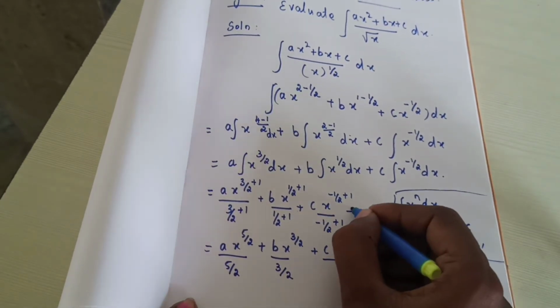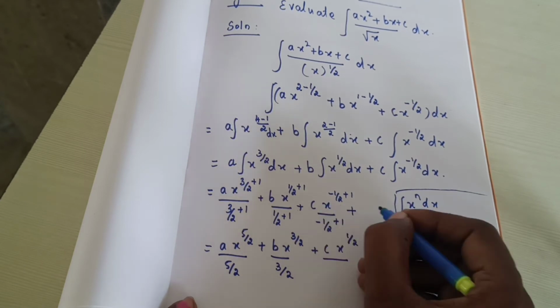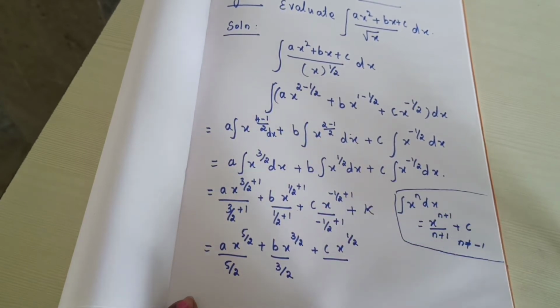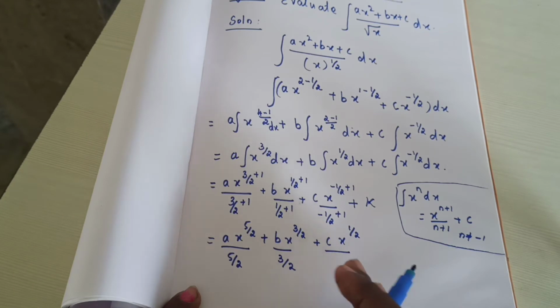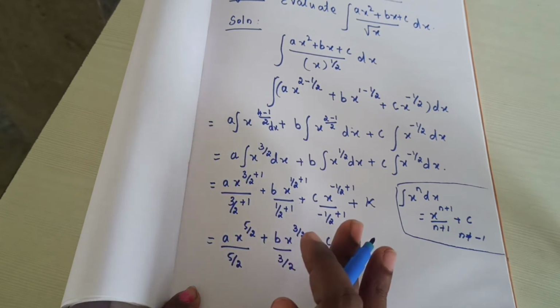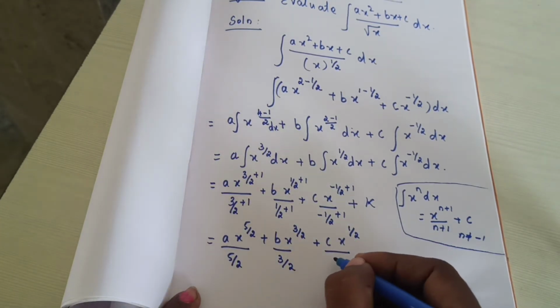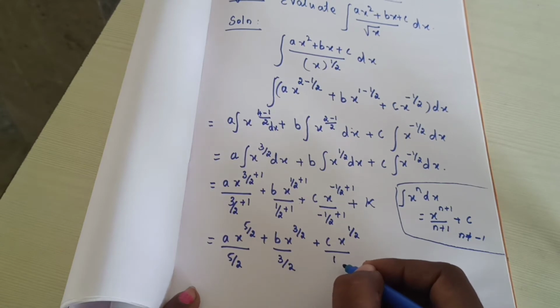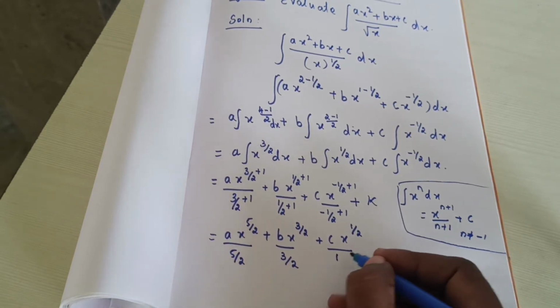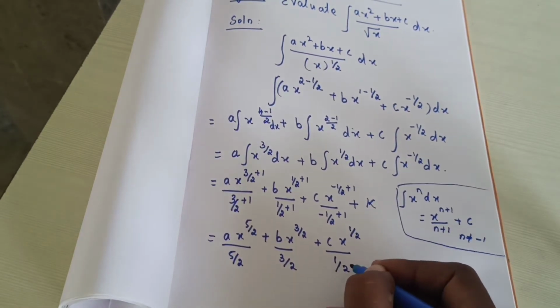Don't forget to put one constant. Here c is there, so you can apply the constant as plus k. So when you are integrating, don't forget to put the constant of integration. Understand? So numerator here, how much you will get? 1 by 2. Correct?